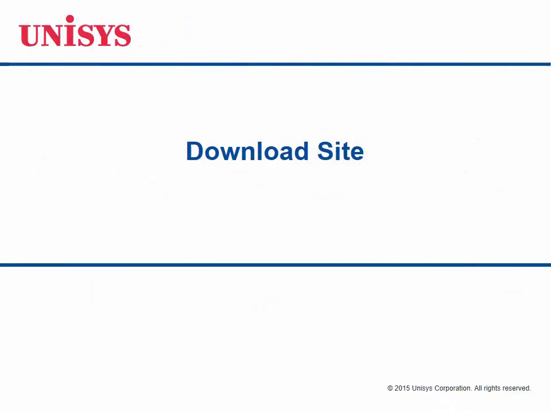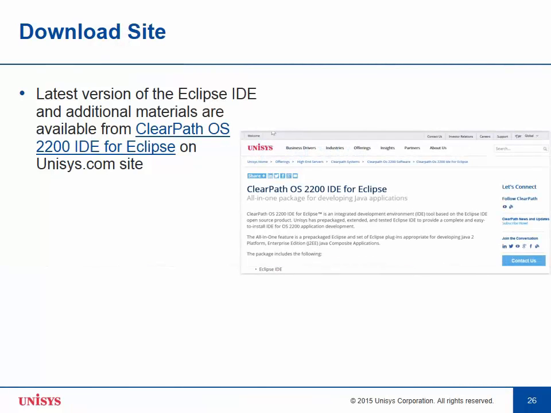This provides information to the download site. The latest version of the Eclipse IDE and additional materials are available from the ClearPath OS 2200 IDE for Eclipse software download page on the Unisys site. The actual download of the Eclipse IDE is a zip file. Once it is downloaded, unzip to a location, for example, c:/Eclipse. Click on the eclipse.exe within c:/Eclipse to start the Eclipse IDE.